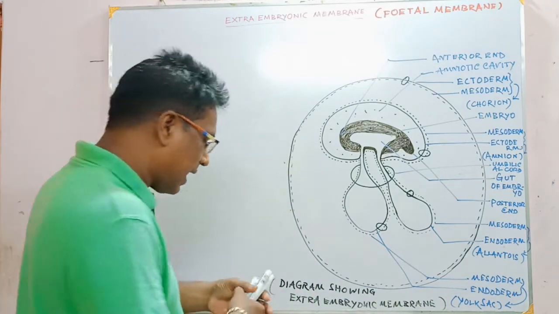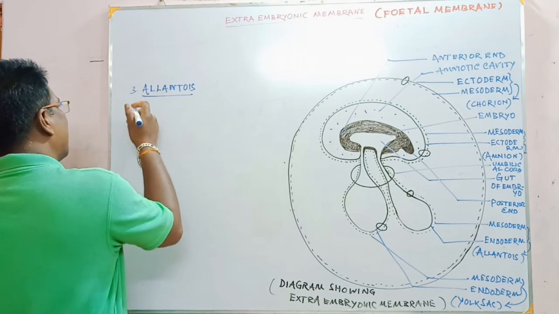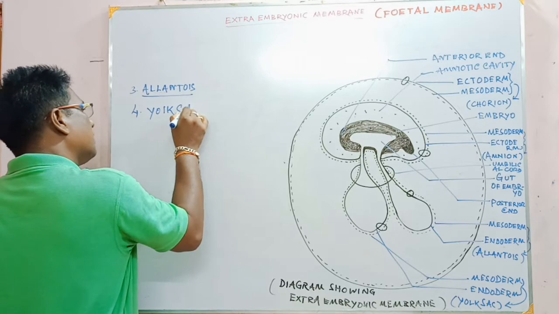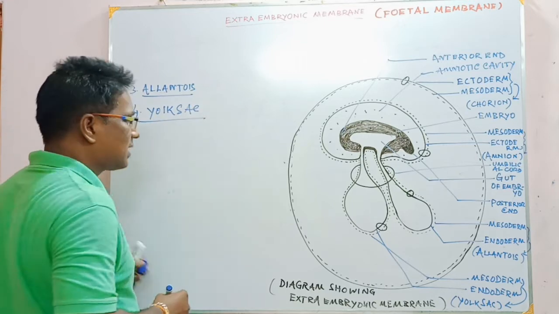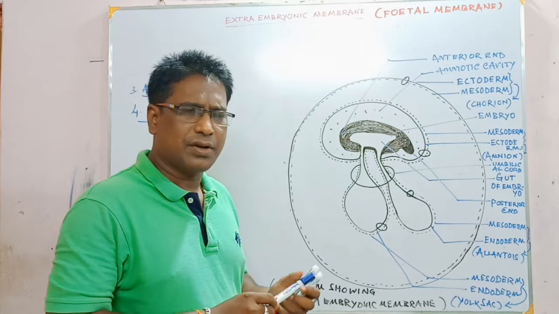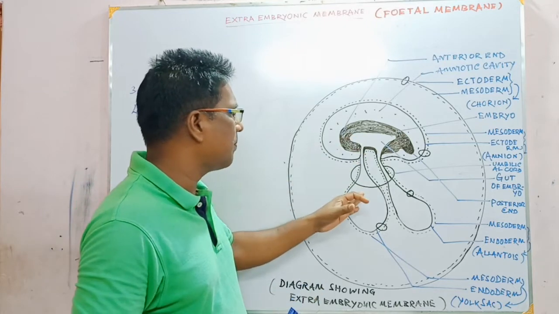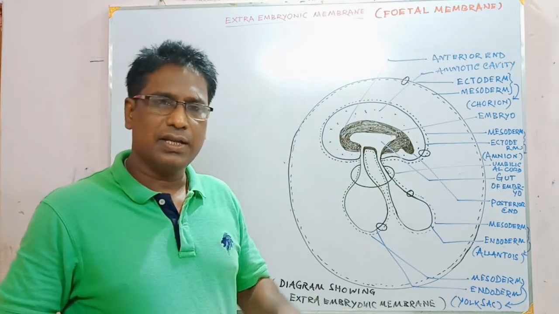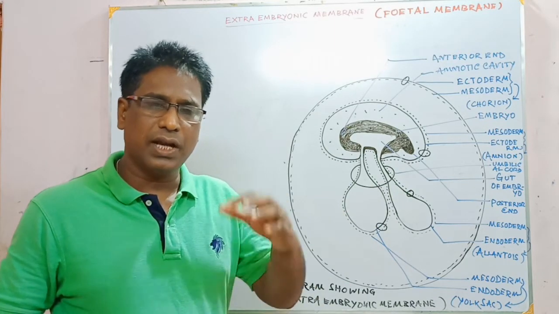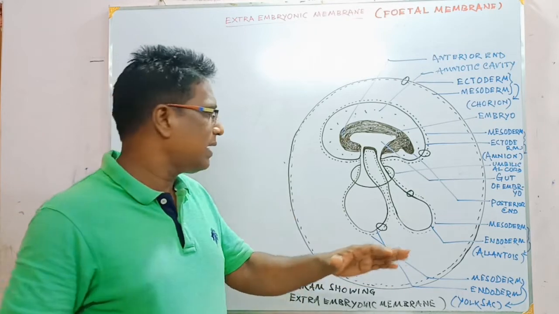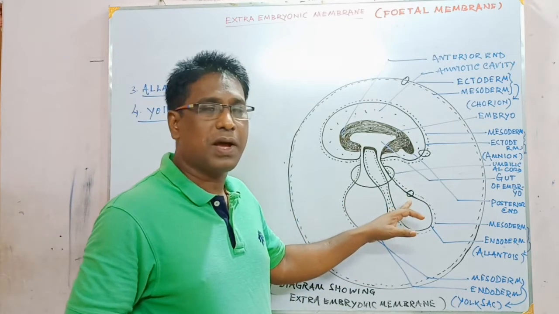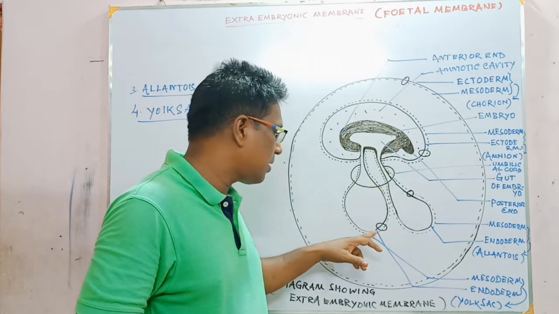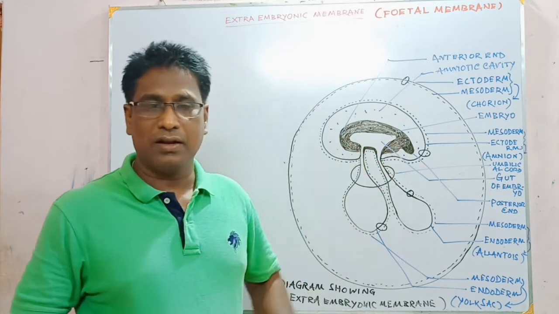The next and last extra-embryonic membrane is the yolk sac. Students, it is another sac-like structure that arises from the gut of the embryo, situated near the allantois. It is formed of outer mesoderm and inner endoderm, like the allantois.